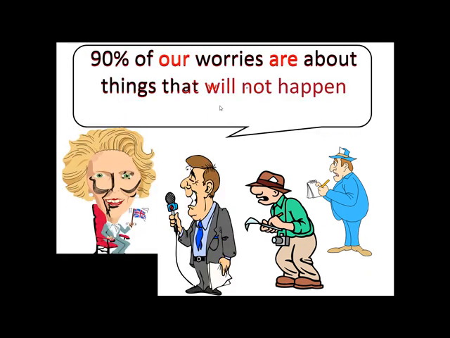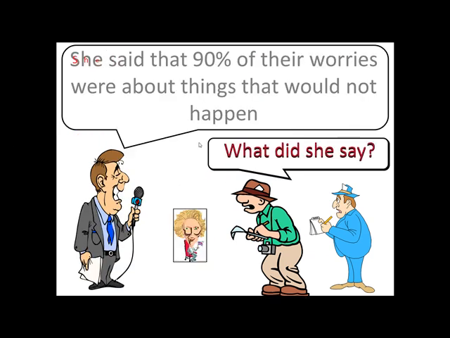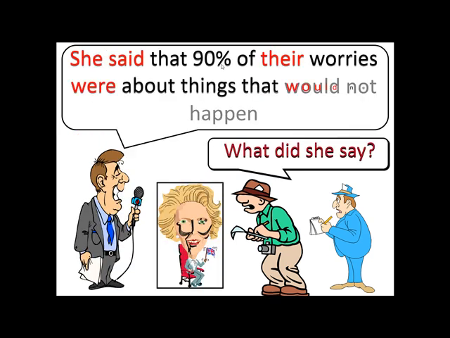Again, as you can see, Margaret Thatcher here is saying that 90% of our worries are about things that will not happen. It's time for the reporter to tell us what she said. She said that 90% of their worries, our changes into their, are changes into were, about things that would not happen, will changes into wouldn't.